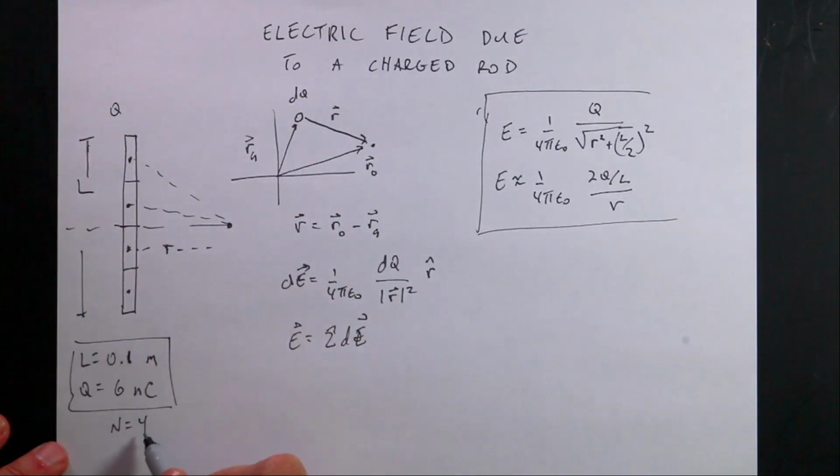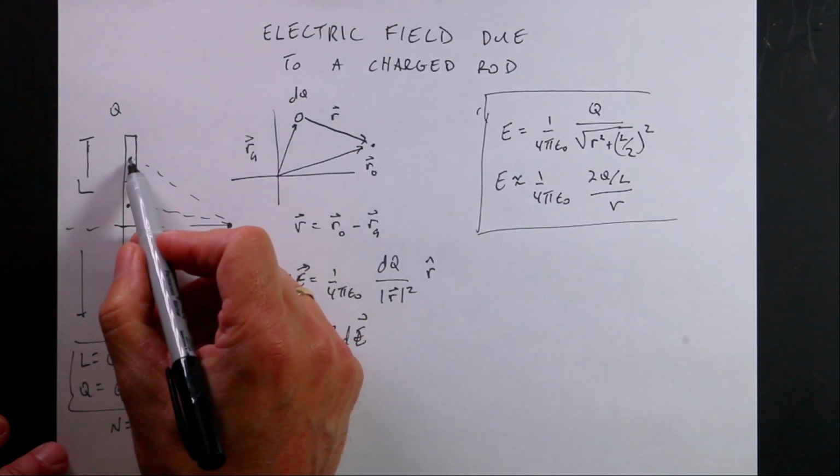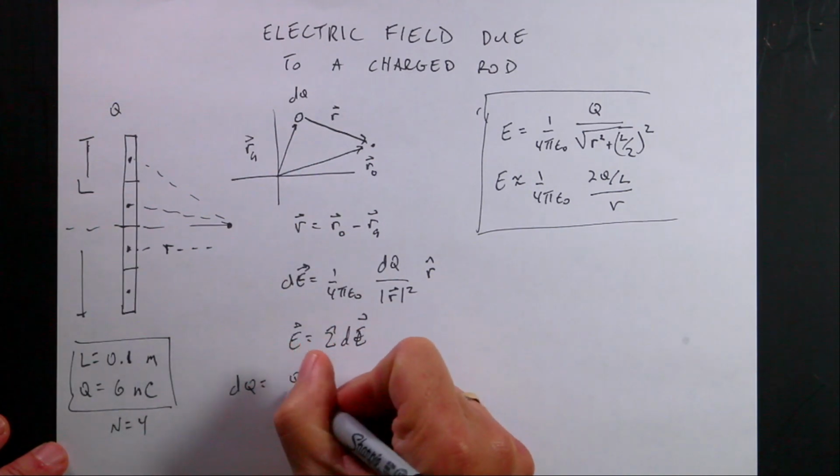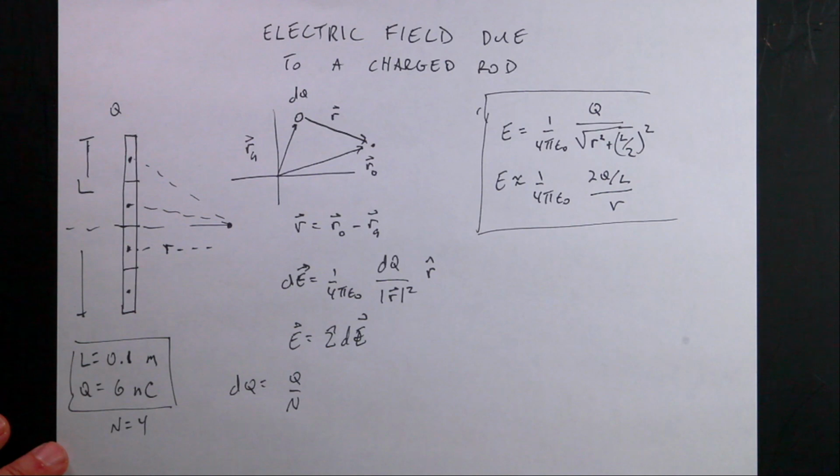But the first thing is if I have n equals 4, what's the charge right here? What's dq going to be? Well, dq is just going to be the total charge, q, divided by the number of pieces I break it into, n. Right? That makes sense.